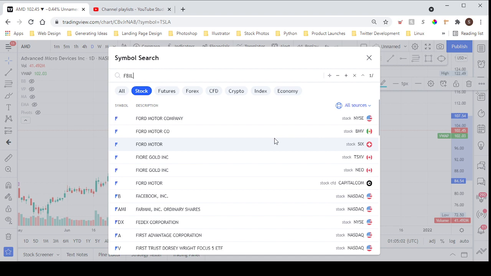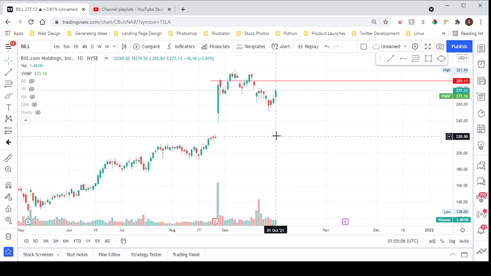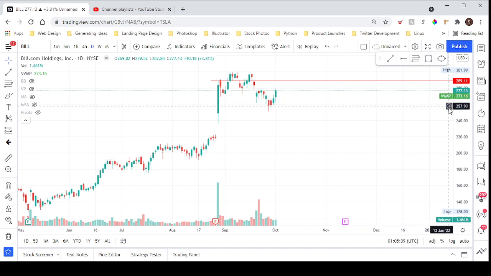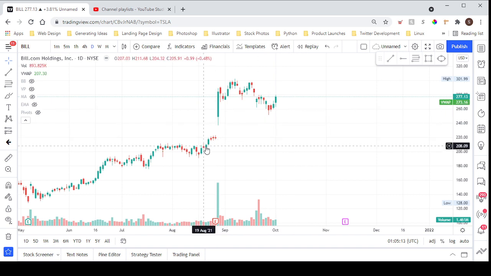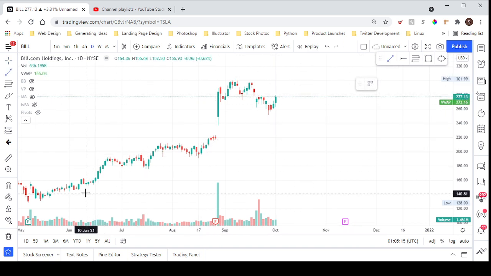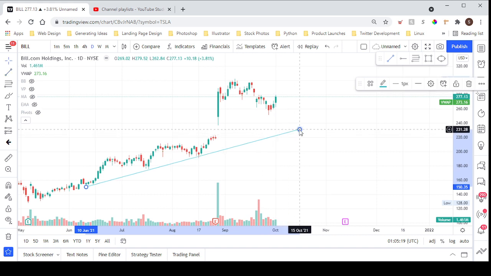Okay, next one I'm going to look at is Bill. Okay, Bill has an aggressive candle there. Let me delete that line. Let me connect. Okay, this is a trend forming there.